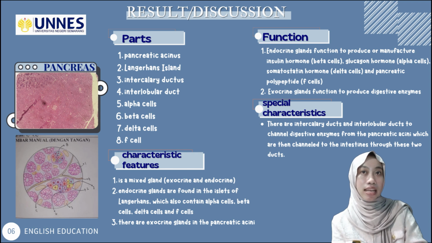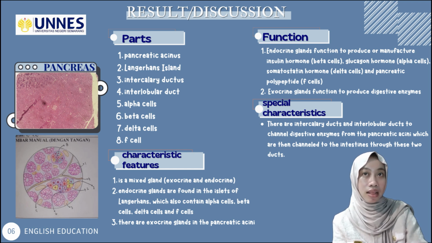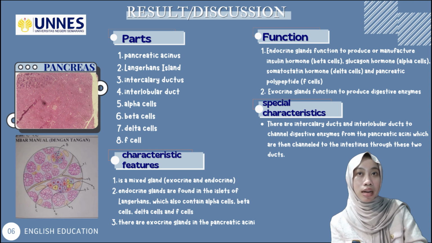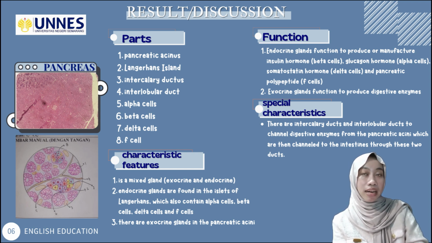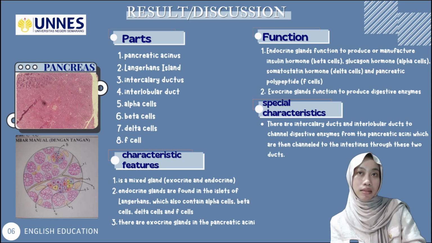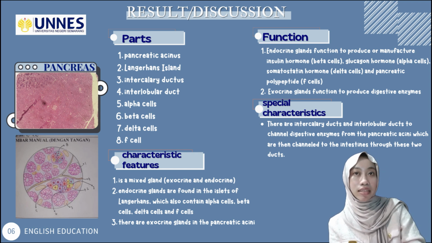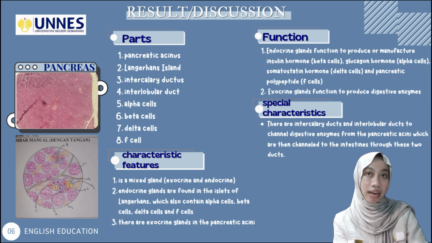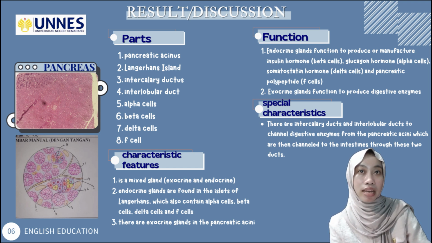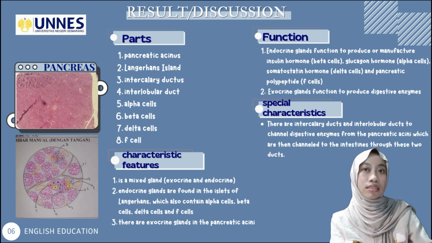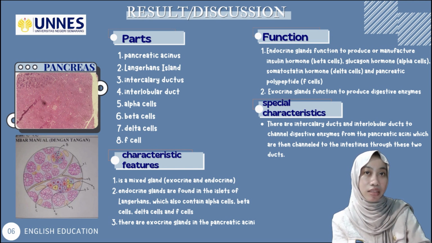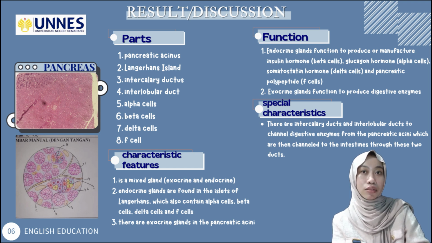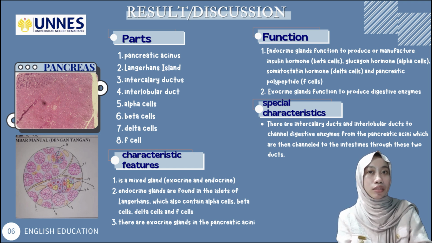Function of pancreas: endocrine glands function to produce insulin hormone in beta cell, glucagon hormone in alpha cell, somatostatin hormone in delta cell, and pancreatic polypeptide in F cell. Exocrine glands function to produce digestive enzymes. And special characteristic of pancreas is that there are intercalary ductus and interlobular ductus to channel digestive enzymes from the pancreatic acinus to the intestine through these two ductus.